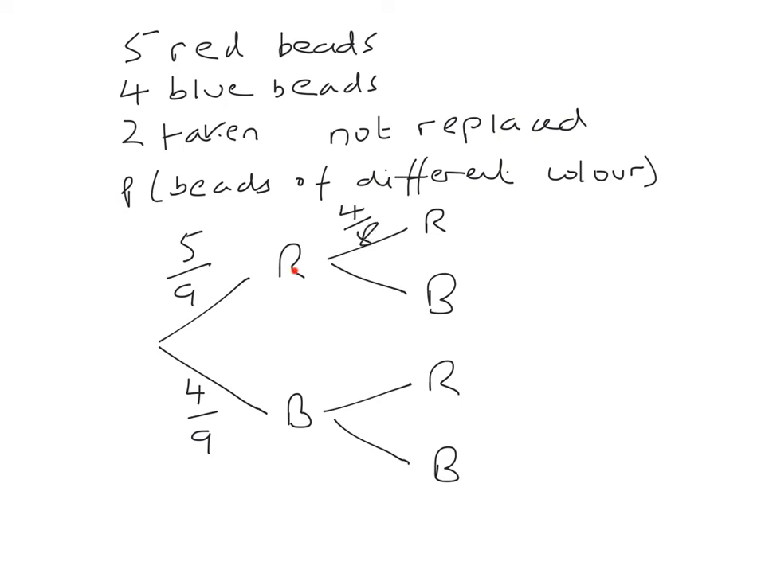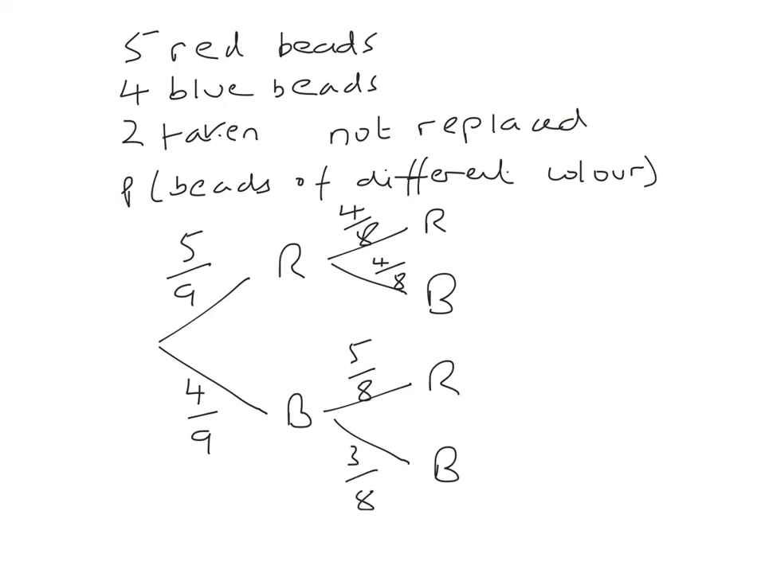We've taken out a red bead at this point. There's still 4 blue beads left. So this probability here is also 4 out of 8. But it didn't have to be a red bead to start off with. It could have been a blue bead. So we took out a blue bead. How many red beads are left? Well, there's still 5 left. So that's 5 out of 8. If you've taken out a blue bead, there's now only 3 blue beads left.